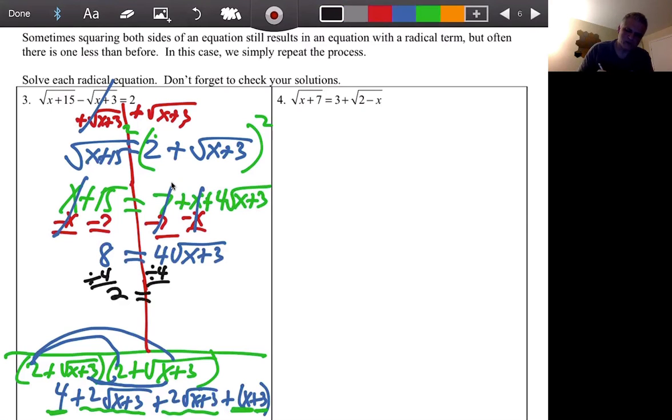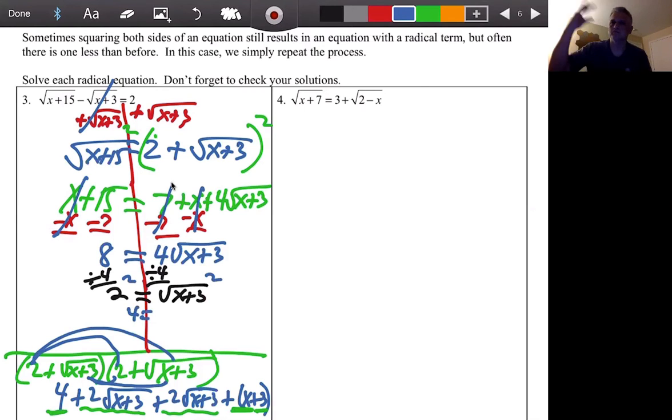2 equals root x plus 3. We've isolated the radical. It's a square root, second index. Square, square. 2 squared is 4. Square root in the squares, bye-bye. X plus 3 equals 4.